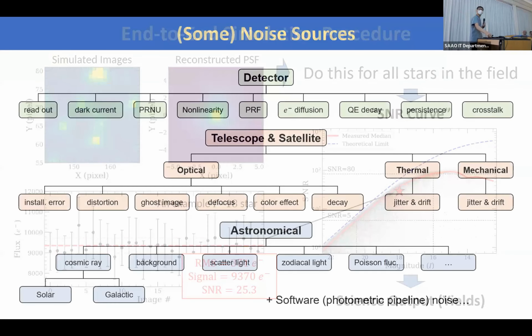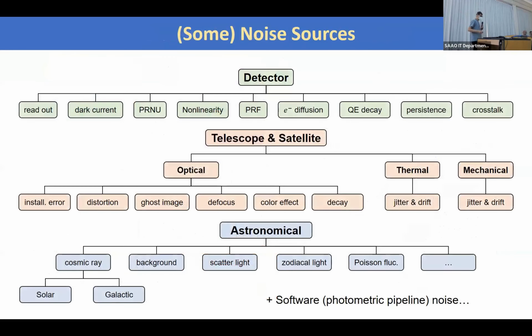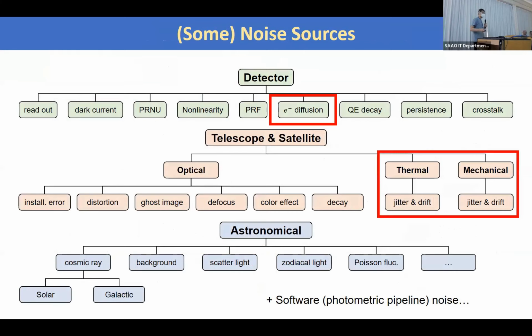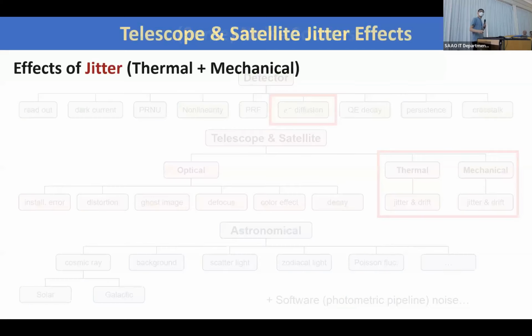Okay, so for the noise, there are a lot of sources included in the whole mission. Of course I cannot talk about all of them. So today I just want to explain two examples. The first is charge diffusion, also known as the brighter-fatter effect, and the other is the telescope jitter. So I will start with the jitter effect.